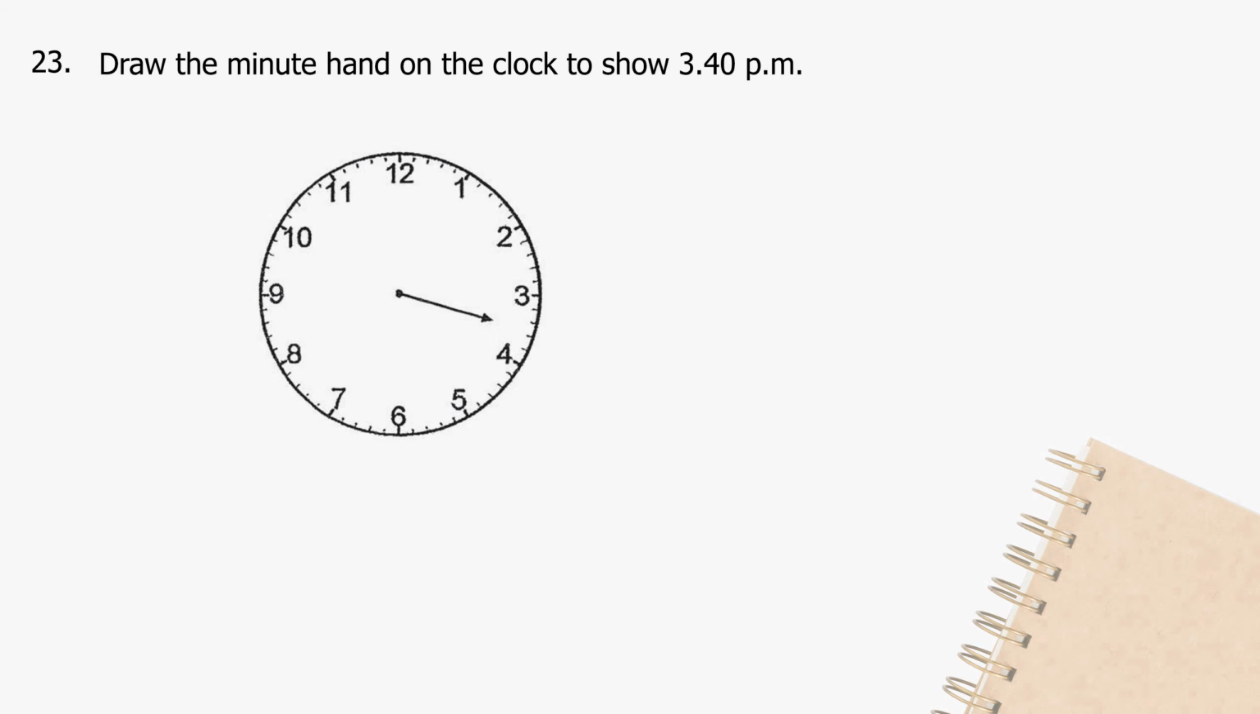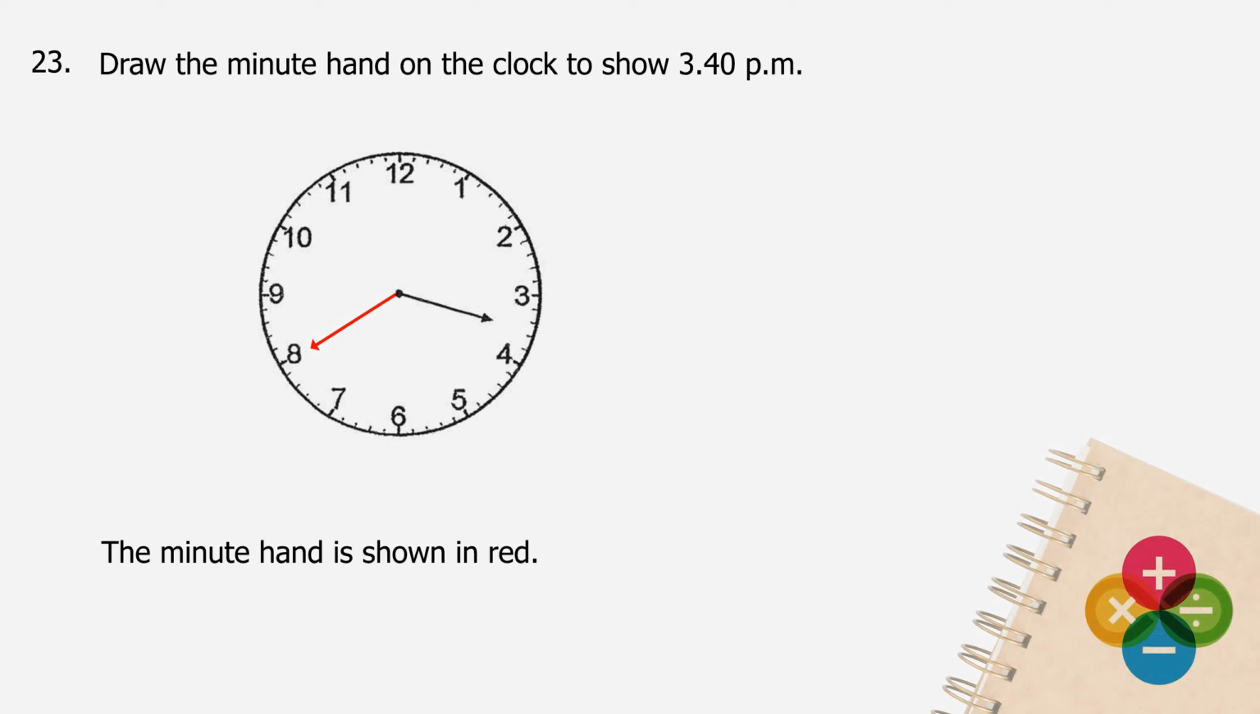Question 23. Draw the minute hand on the clock to show 3:40 p.m. The minute hand is shown in red.